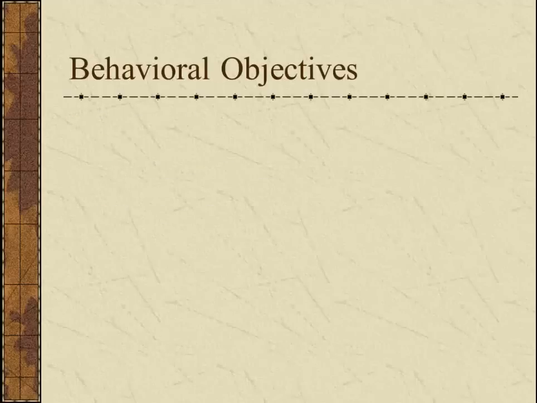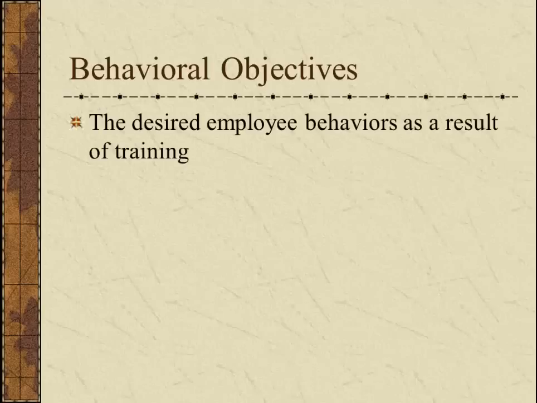Finally, once the needs assessment has been conducted, the behavioral objectives of the training program should be specified. These objectives state what the desired outcome of the training is in terms of employee behavior. In other words, what should employees who go through the training be able to do now that they've gone through the training that they couldn't do before?